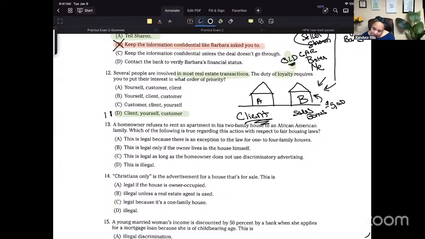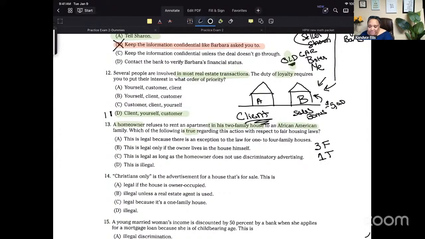Number 13. A homeowner refuses to rent an apartment in his two-family house to an African-American family. Which of the following is true regarding this action with respect to fair housing laws? So we have some keywords here. Which of the following is true? That means we're going to have 3 false and 1 true.